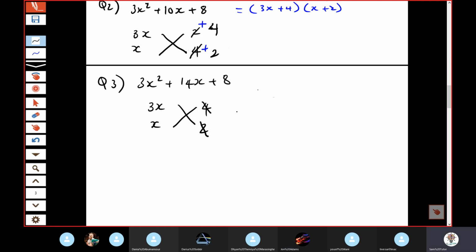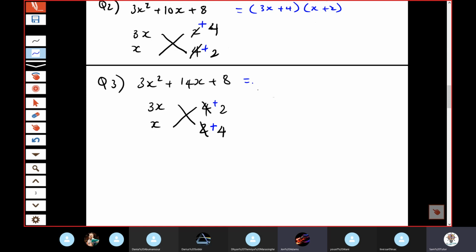Cross. What do you do now? Swap them around. Okay. What number do you get now? 12 and 2. Would 12 and 2 ever get you a 14? Yes. How? You want positive 14. 12 plus 2. So therefore, what's your answer?